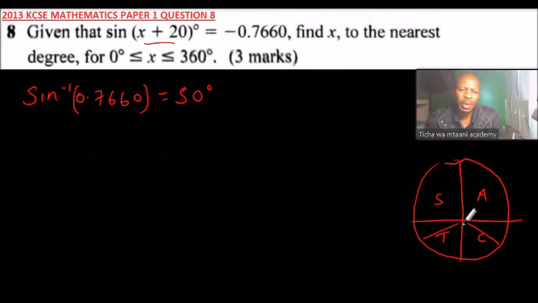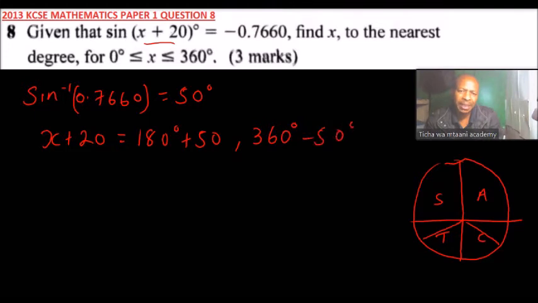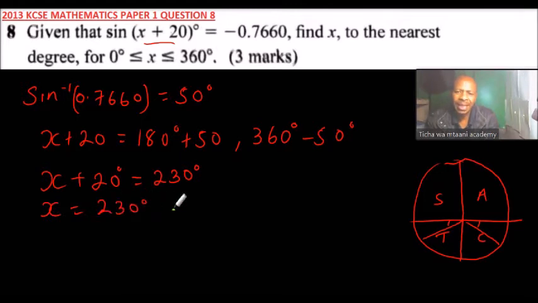Then from there, to get the angle equivalent to this in the third quadrant, we say x plus 20 is equal to 180 degrees plus 50, and it is also equal to, in the fourth quadrant, 360 minus 50, so that we get this angle here and this angle, which will represent the sign of minus, because our value here is minus. So you find that x plus 20 is equal to, when you add this, 230 degrees. So x is equal to, you take 20 to the other side, 230 minus 20, and that will give you 210 degrees.